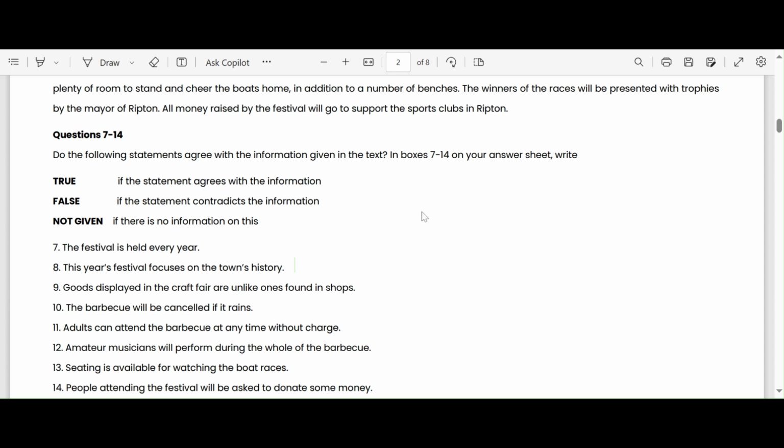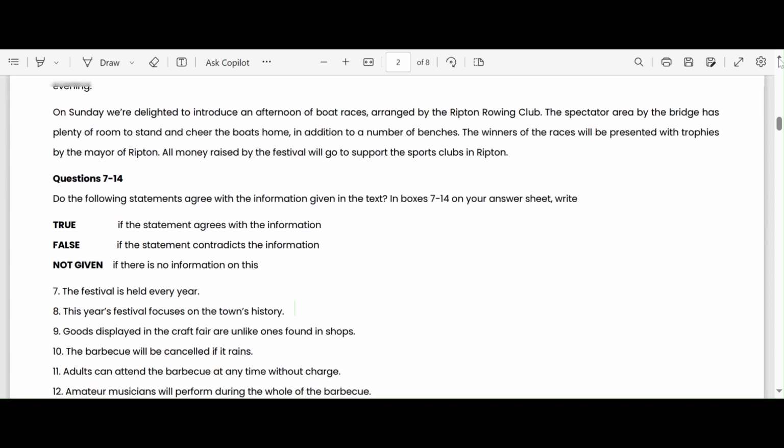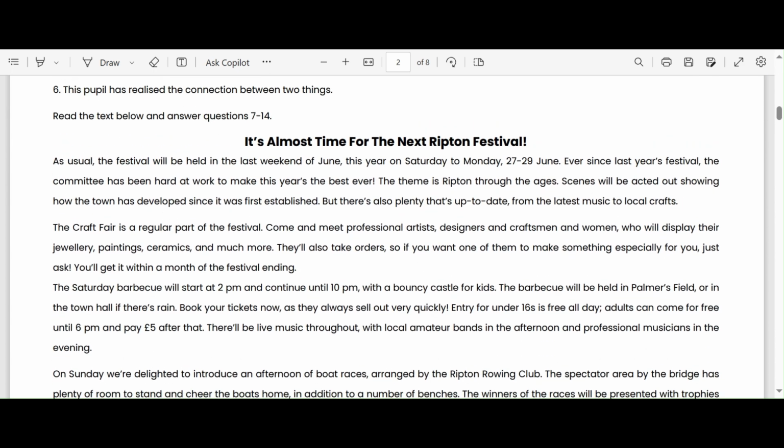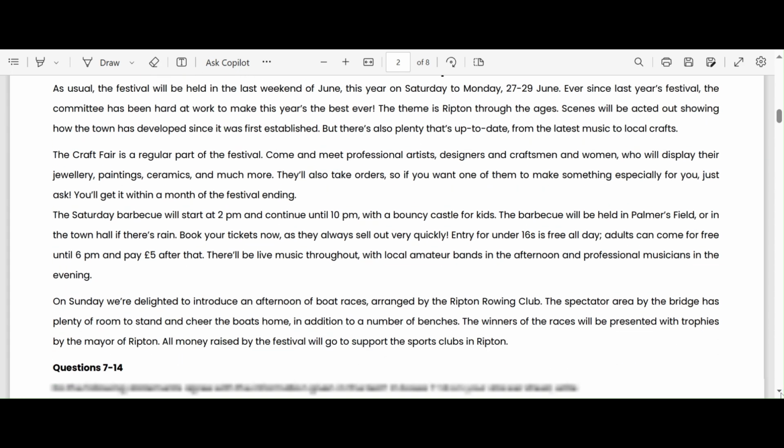So let's see. The festival is held every year. Let's see if it's held every year. So let's read the paragraph. As usual, the festival will be held in the last weekend too. So what does it say? As usual. As usual means what? Like it happens every year, right? So this statement is true then, right?